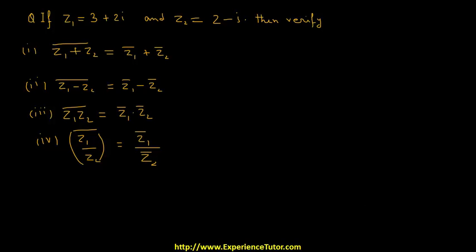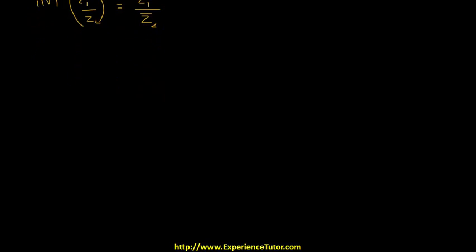Now we'll prove it one by one. So first sum is z1 plus z2. We need to find it out. So z1 plus z2 will be equal to z1's value is 3 plus 2i, and plus sign, z2's value is 2 minus i. On solving this, we'll get, we can solve it here.